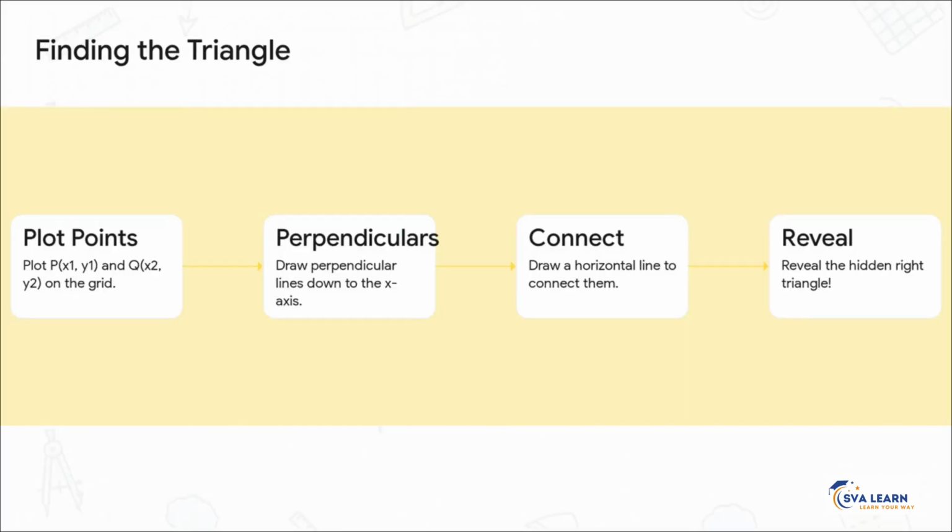Imagine putting a magnifying glass right down onto that coordinate grid. If we plot literally any two random points in space, point P over here at coordinates x1, y1, and point Q up there at coordinates x2, y2. Now just drop straight perpendicular lines down to the x-axis. Then draw a horizontal line connecting them straight across. Bam! Do you see it? We just revealed a hidden right triangle connecting our two random points.